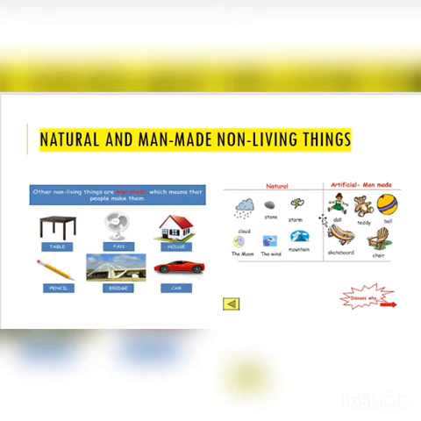In these diagrams, you can see that there is a table. The table is made up of wood, while wood is a natural material and the table is a man-made material. Fan is man-made material. House is man-made. Toys are man-made. Bridges are man-made. And they are made through natural materials.